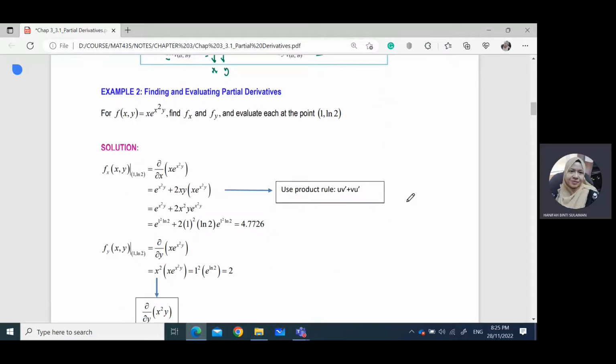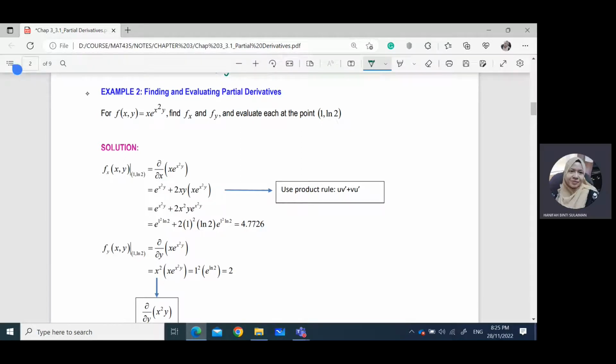Okay, so let's look at this example, example 2. In this example, we need to find and evaluate partial derivatives. The given function here is x exponent x squared y. The question asks you to find the partial derivative with respect to x and y and evaluate each at the point (1, natural log of 2). So 1 here is x and natural log of 2 is y. So when the point is given, it is x followed by y. So the first value is x and the second value is y. Alright, so this is our function.